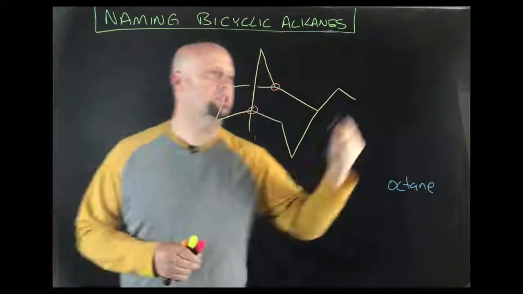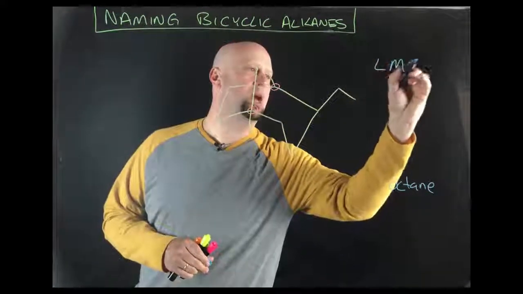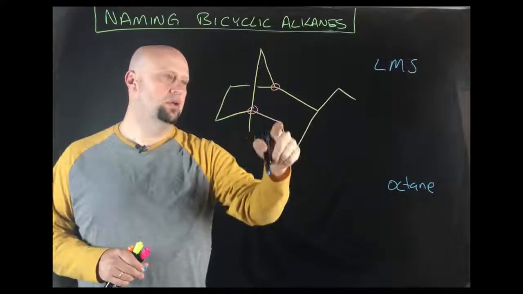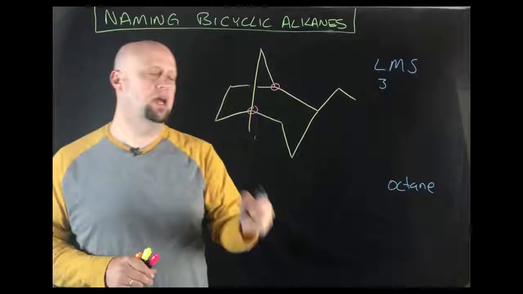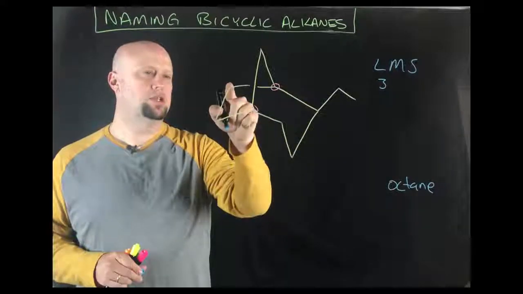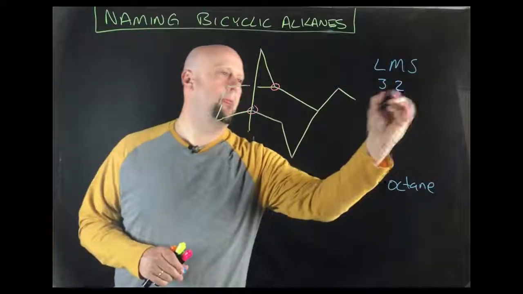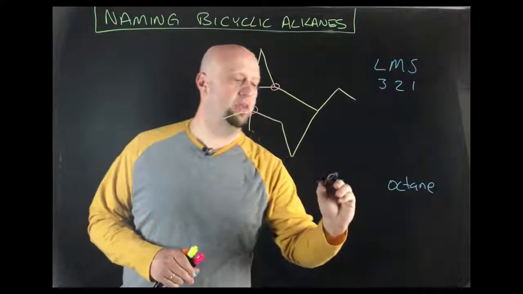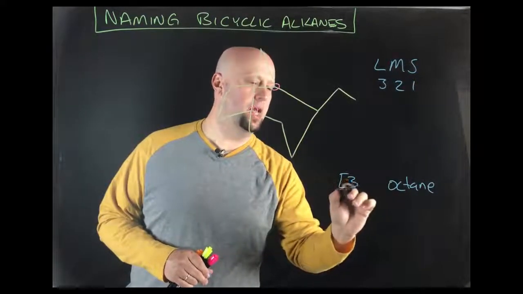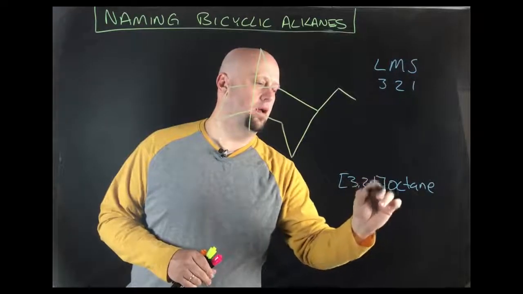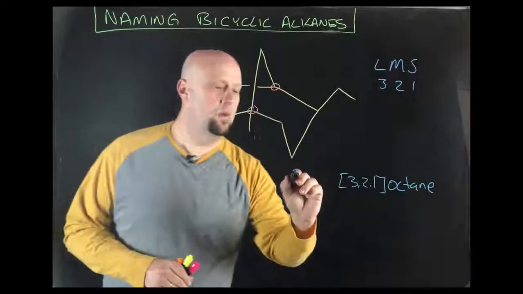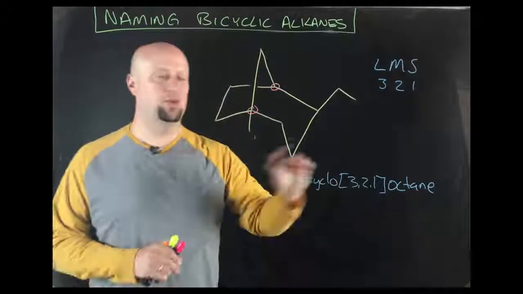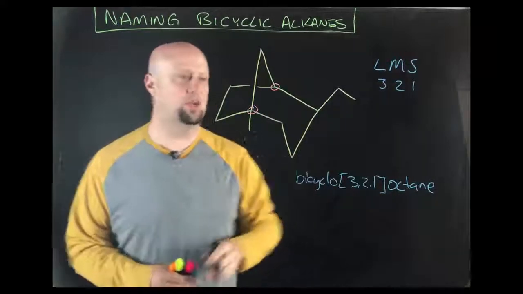So real quick, I'm just going to make myself a little note. What's my LMS? So we're starting here: 1, 2, 3. Okay. 1, 2. That's it. And then there's 1 carbon in between them on the shortest path. So now I can come down here and name the paths. Remember, it is bicyclo. I can't tell you how many students do everything else right and forget the bicyclo, so don't forget that part.